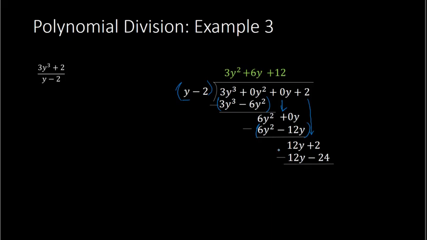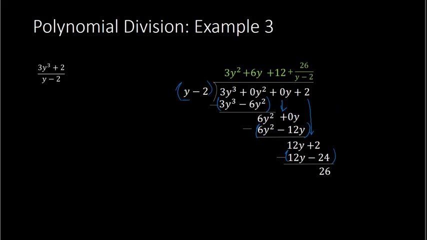I then can subtract, and we are subtracting this entire thing. So 12y minus 12y will cancel. 2 minus negative 24 would be a positive 26. So my remainder is 26, which I can write as a fraction, plus 26 over y minus 2. So my solution, when I divide those two polynomials, is 3y squared plus 6y plus 12 plus 26 over y minus 2.